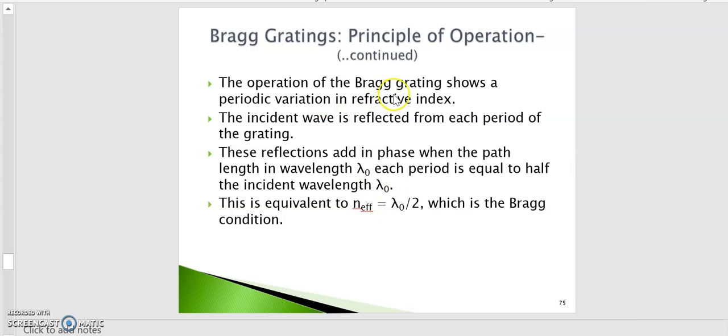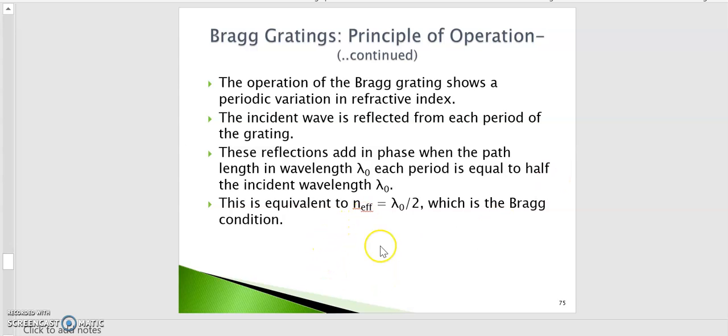So in operation, the Bragg grating shows a periodic variation of refractive index. The incident wave is reflected from each period of the grating. These reflections add in phase when the path length, that is, for each and every wave there will be a path length, given in terms of lambda naught, is equal to half of the incident wavelength lambda naught. So if the reflected wave has a path length equal to half the value of the incident wavelength lambda naught, they add in phase.